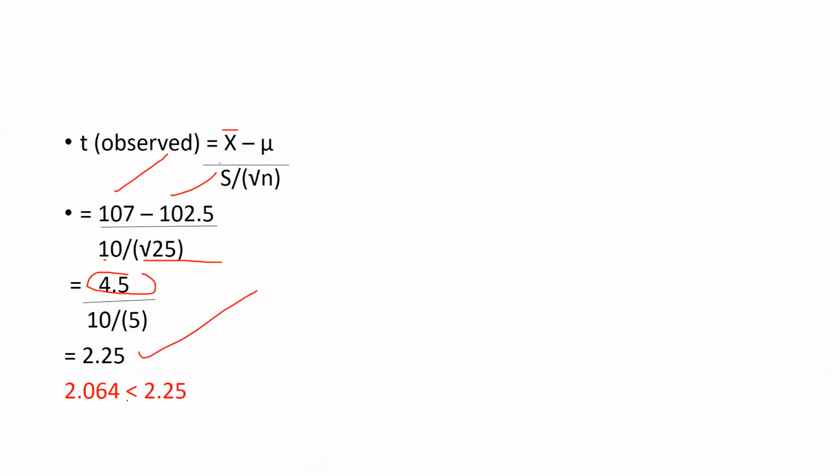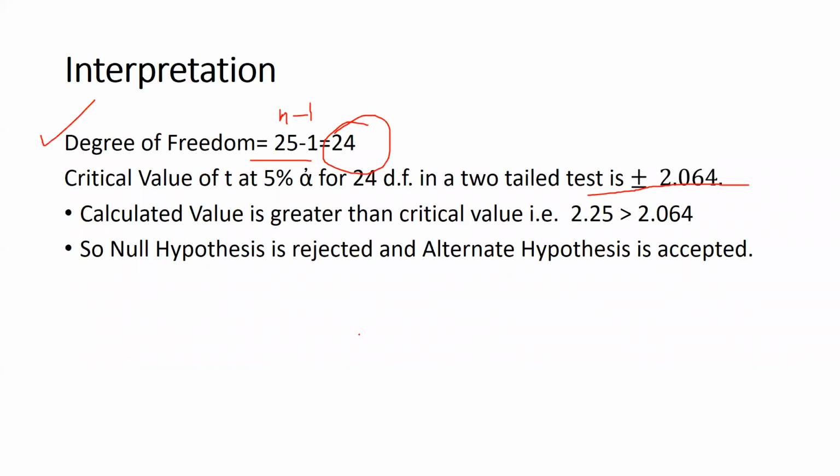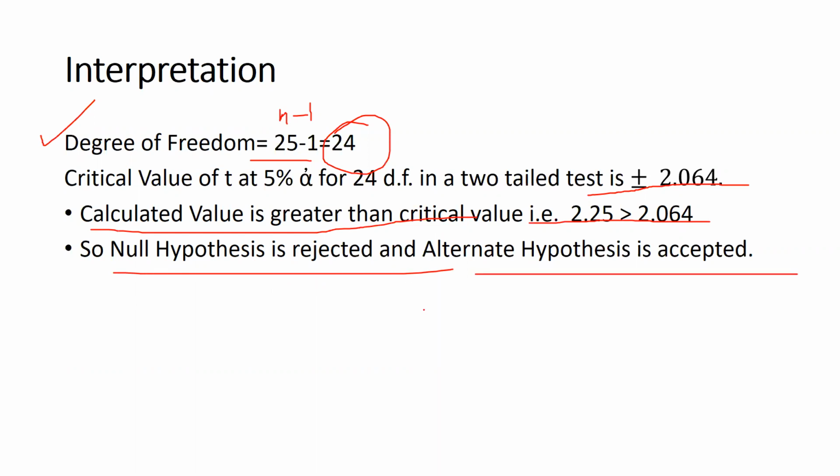This is my table value, and this is my observed value, or we can call it the calculated value. The observed value is greater than this value. So how are we going to interpret this result? We write that the calculated value is greater than the critical value. That is, 2.25 is greater than 2.064. So the null hypothesis is rejected and the alternate hypothesis is accepted.